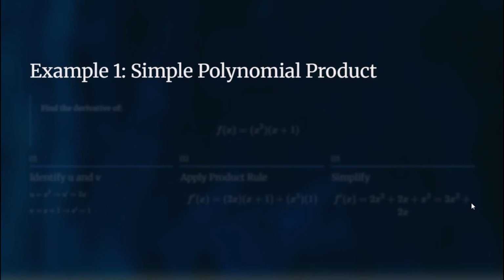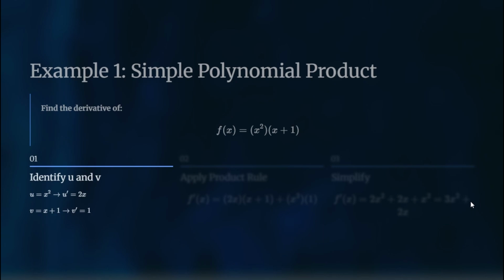Let's work through a straightforward example to see the product rule in action. We want to find the derivative of the function f of x equals x squared times x plus 1. So let's identify u and v. u will be x squared and v would be x plus 1. Using the power rule, we'll find the derivative of u. So u prime, we bring the power down and then subtract 1 from the exponent. So that will be 2x.